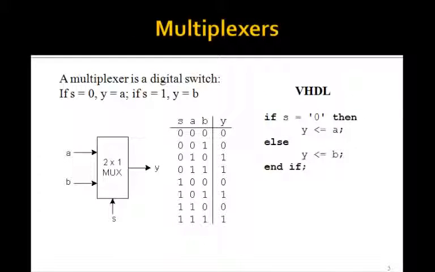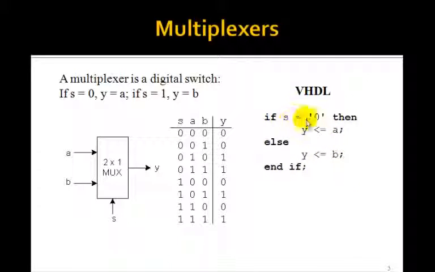Okay, well, normally we don't write VHDL programs using the logic equations like we've been doing. Instead, what we do is we describe the behavior of our circuit. And you remember the behavior of a multiplexer is that if S equals 0, Y equals A, and if S equals 1, Y equals B. Well, we can just use the VHDL if statement to say that.